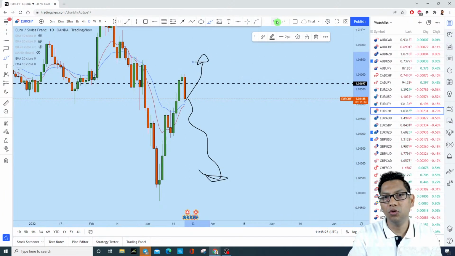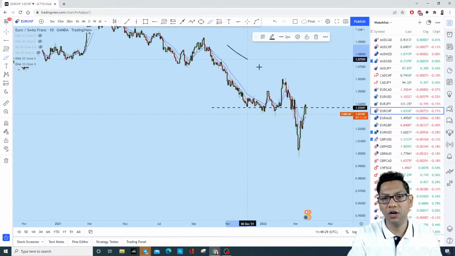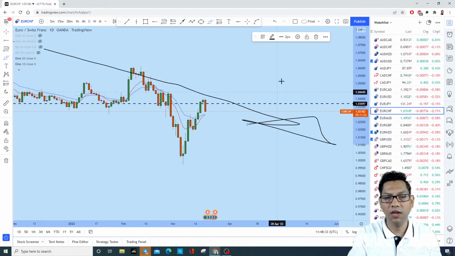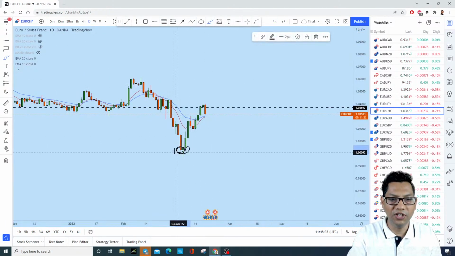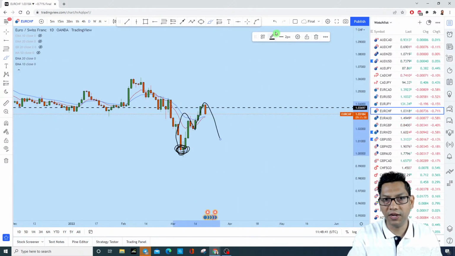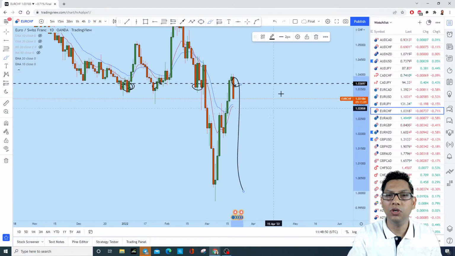So to me, Euro CHF is likely to go down because it's a long term downtrending market. Though the price has already created a V-shaped pattern here, went up, retraced. Now we see a breakdown because it has already tested this support as a resistance. Now today's candle we see a rejection.